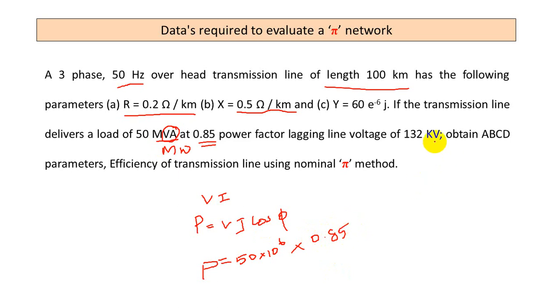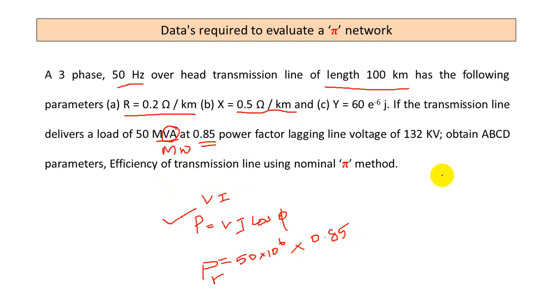Listen carefully here. They have given that the transmission line delivers to the load, which means this power corresponds to your receiving end, PR. So PR is equal to 50 into 10 power 6 multiplied by 0.85 MVA. Which means this is a reactive power, so you have to convert it by multiplying 0.85 with sin phi. The power factor will give you the real power.